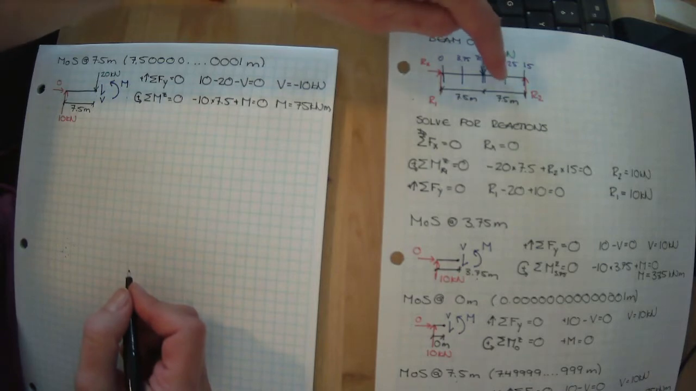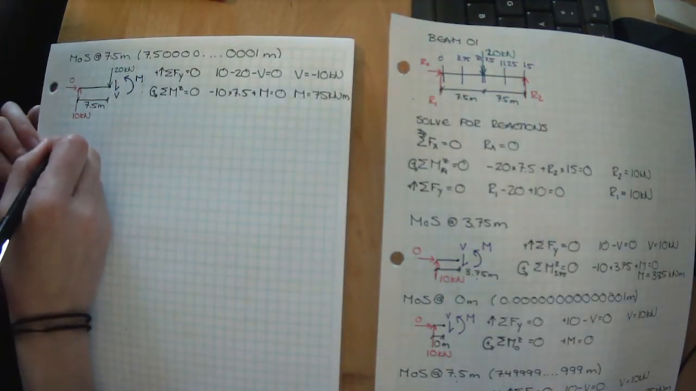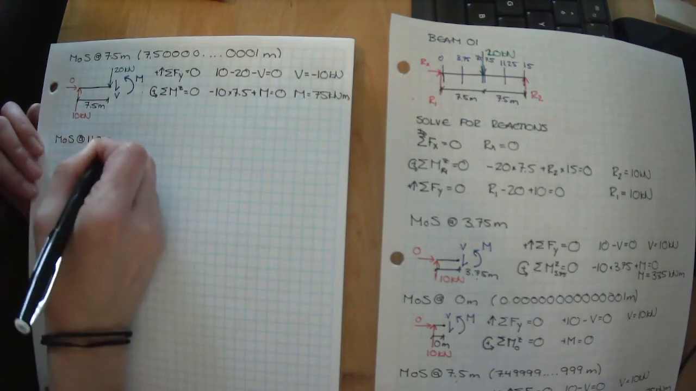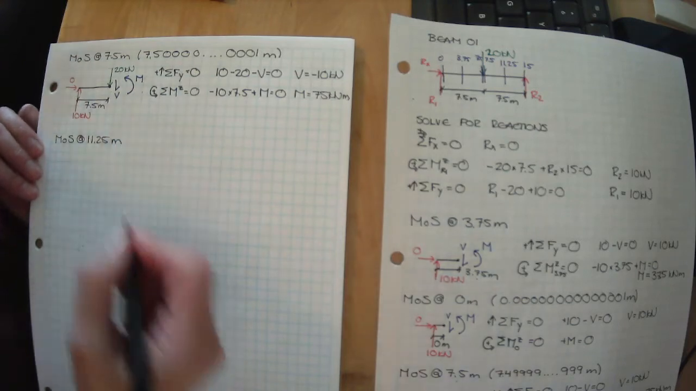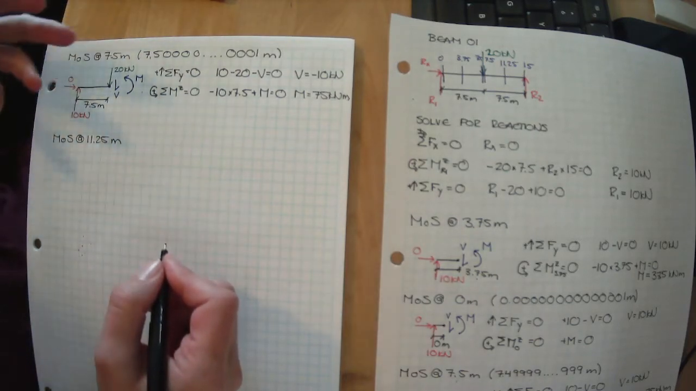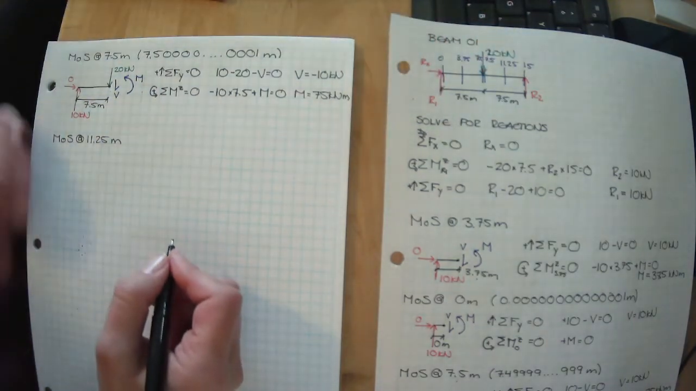Let's cut it right here at 11.25 meters now. So method of sections at 11.25 meters. This one's easy. We'll just cut it right at 11.25 meters. There's nothing interesting happening there, but we want to see what's happening in this transition zone, okay?